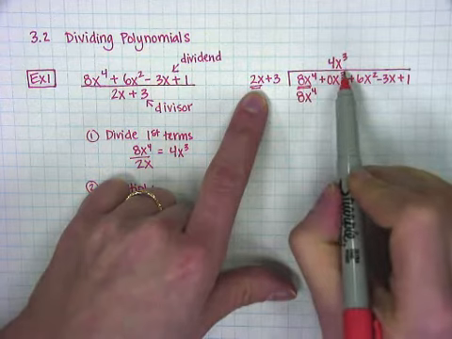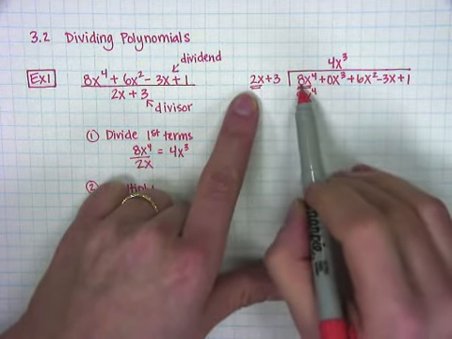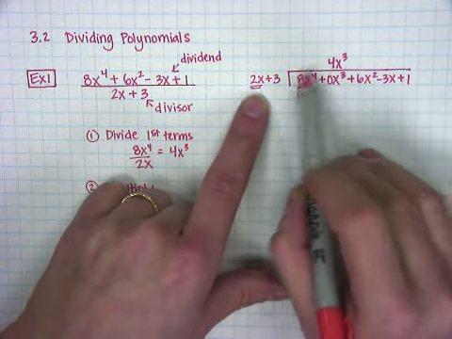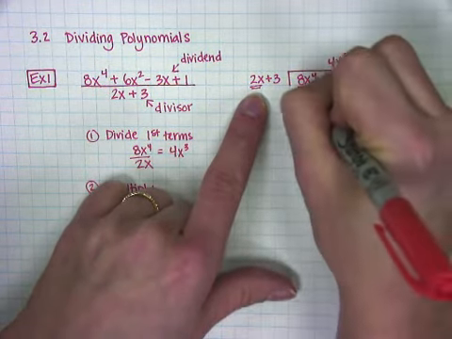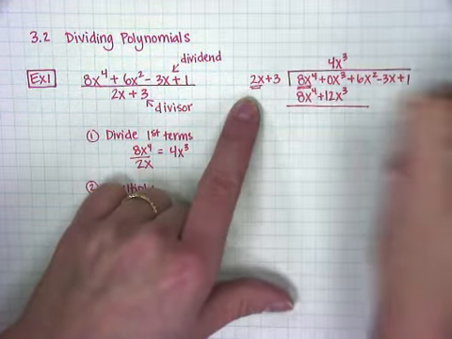By the way, if you're doing this right, when you multiply this times this, you should always get the same thing as the first term. Those should always match up. And then 4x cubed times 3 is 12x cubed. And then I'm going to draw a line.